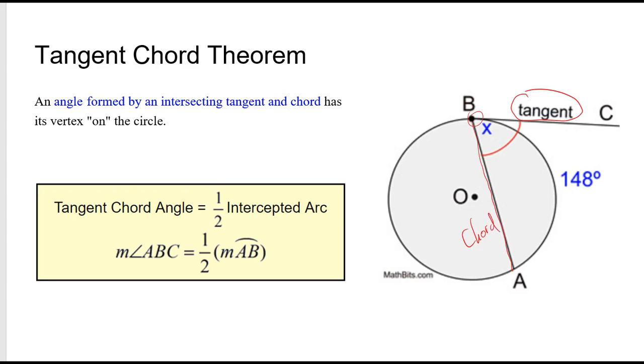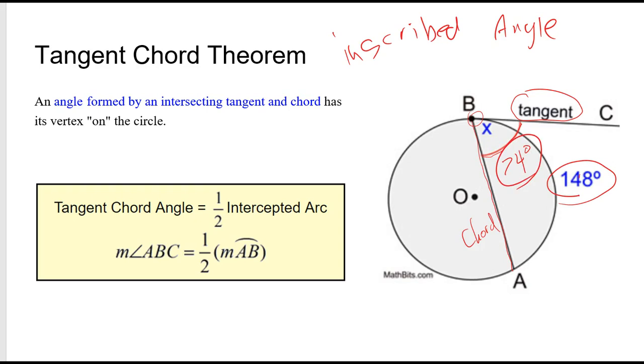And this kind of looks like an inscribed angle if you remember. So maybe that's going to come into play. This is an angle formed by an intersecting tangent and chord. The vertex is on the circle. So if you remember your inscribed angle, this is actually the same thing. Inscribed angle is also half or times 2. So this is times 2 to get to here. So if this is 148, all we have to do is cut it in half and get 74.